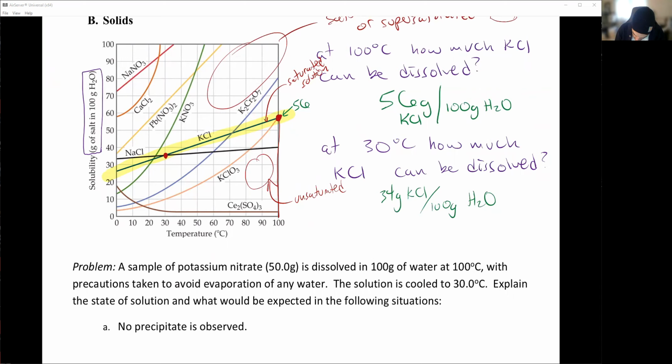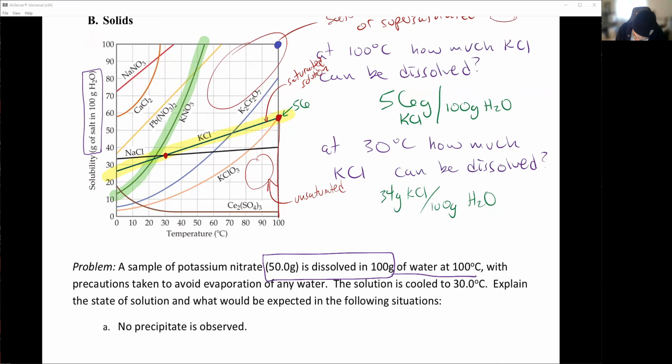So we said potassium nitrate. There's my potassium nitrate line. So potassium nitrate, all right? And so it's at 100 grams at 100 degrees. Oh, sorry, 50 grams is dissolved in 100 grams of water, 50 grams at 100 degrees Celsius. So right here is where we're going to mark it.